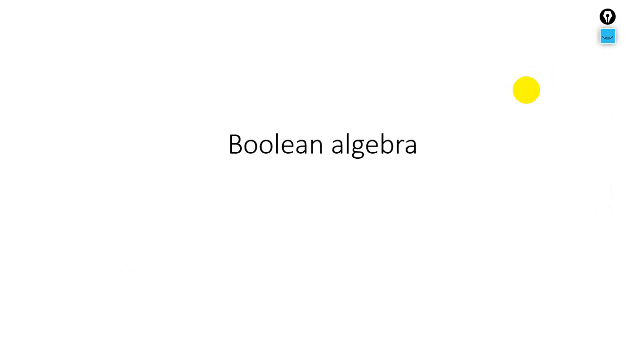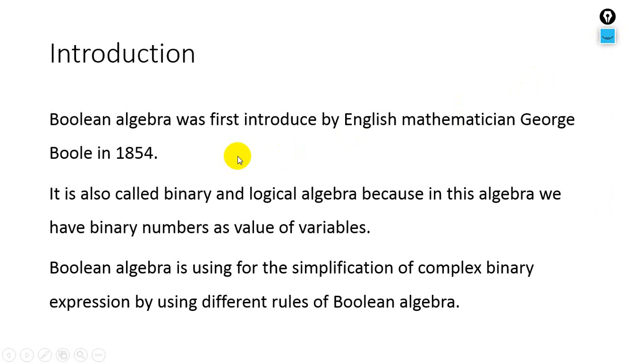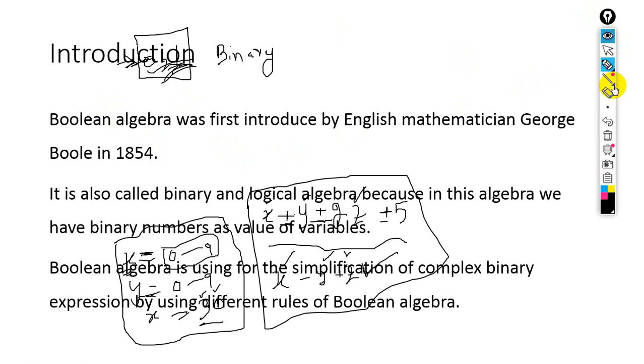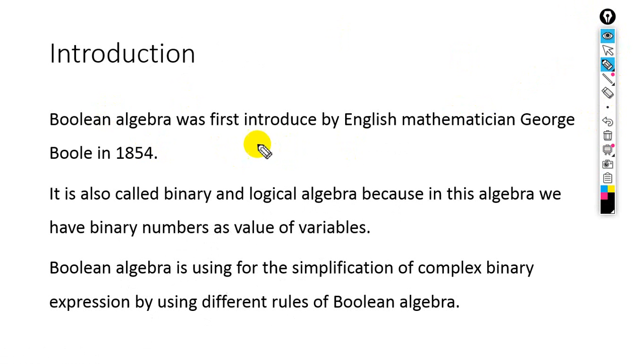Look at this. Here in the next slide I have written about Boolean algebra. First, Boolean algebra was introduced by an English mathematician. His name was George Boole. This was the name of the person who introduced Boolean algebra for the first time.